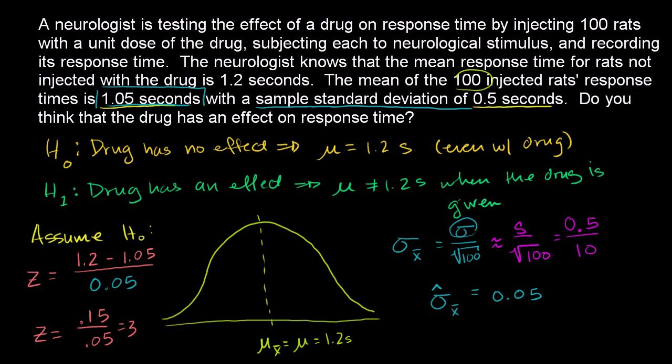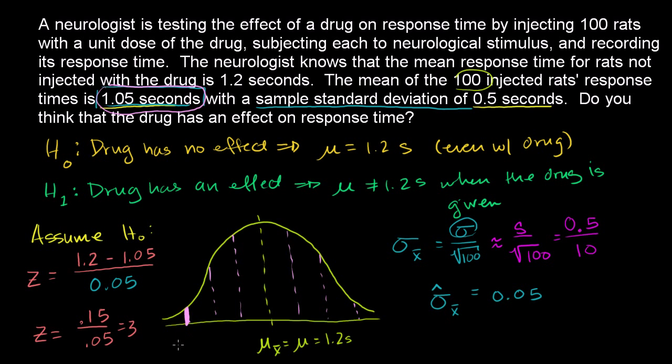So let me draw this. This is the mean. Actually, let me draw it a little bit different than that. This wasn't a nicely drawn bell curve, but I'll do 1 standard deviation, 2 standard deviations, and then 3 standard deviations in the positive direction. And then we have 1, 2, and 3 standard deviations in the negative direction. So this result right here, 1.05 seconds that we got for our 100 rat sample, is right over here. 3 standard deviations below the mean.